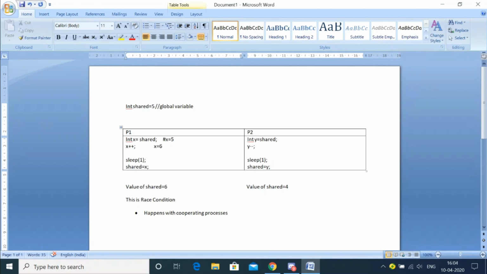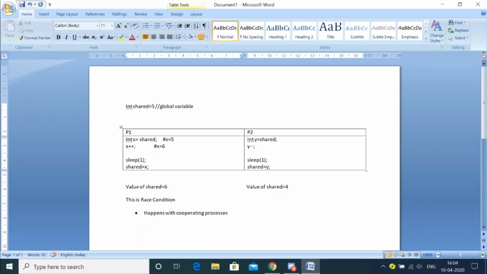Now the third instruction: sleep. I'm calling a function which will basically suspend this process P1 for 1 unit of time, it may be 1 minute or 1 second. Process P1 will go to sleep. It will be preempted, there will be a suspension. The moment the third line is executed, process P1 will be halted for some time.